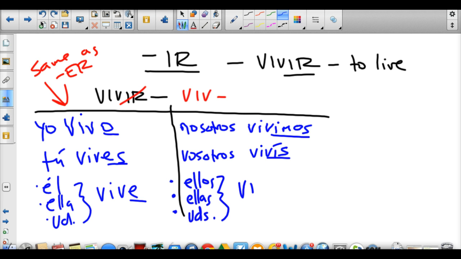The verb form here is going to be viven, which means that our ending, sorry about that, is en. This, by the way, says viven. That was bad writing on my part. So, our ending is viven. So what do we notice here?